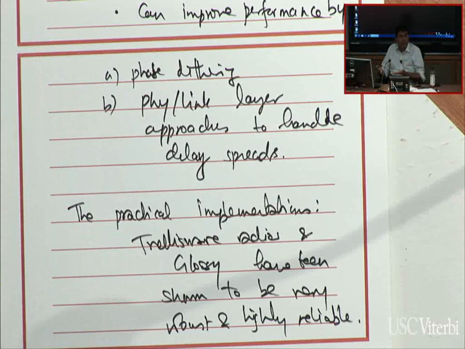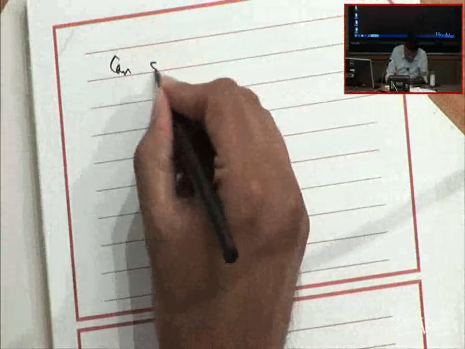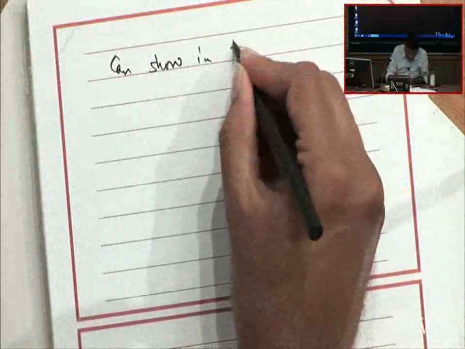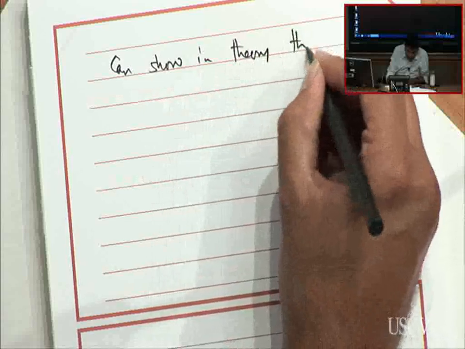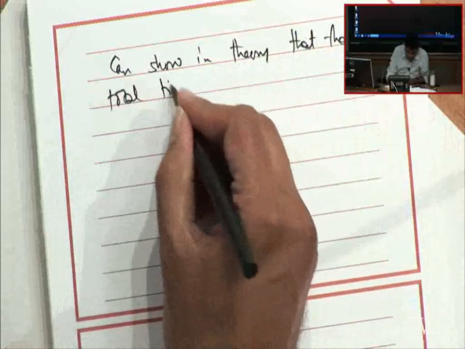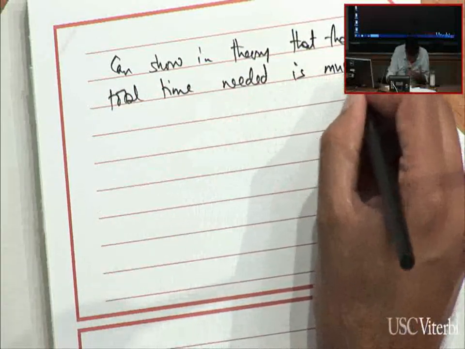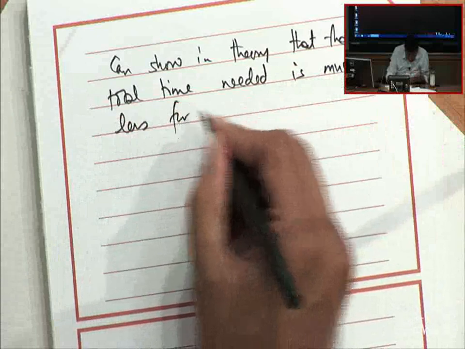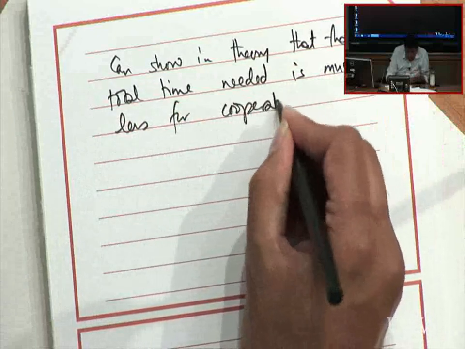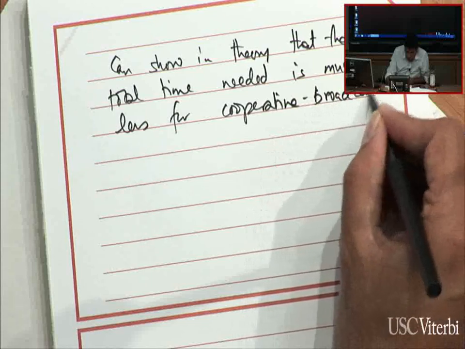So it will take a certain number of time steps. What we've shown in theory is that the total time needed is much less for cooperative broadcast. So I'm going to call this class of routing protocols cooperative broadcast routing.